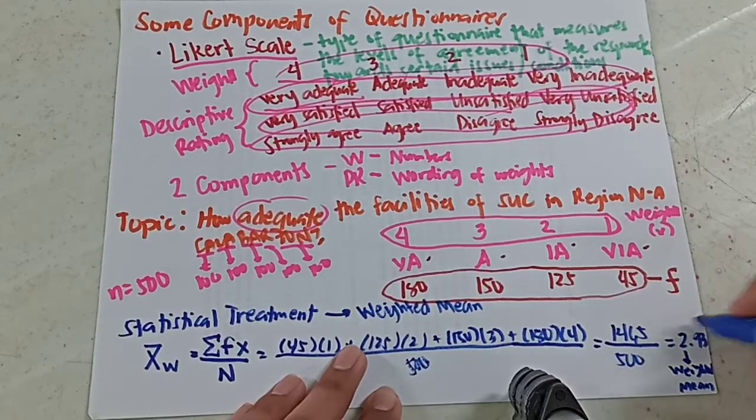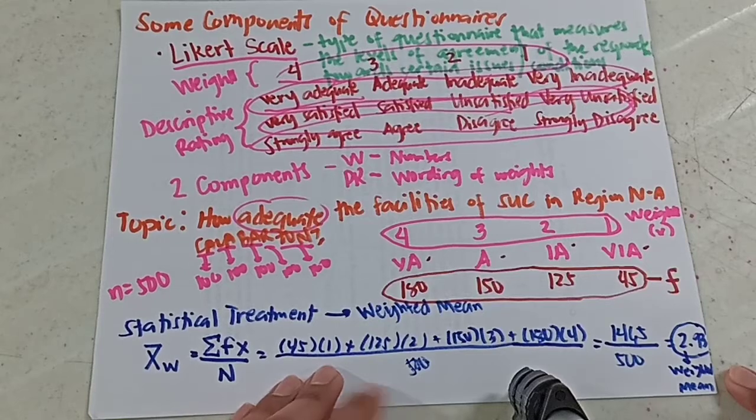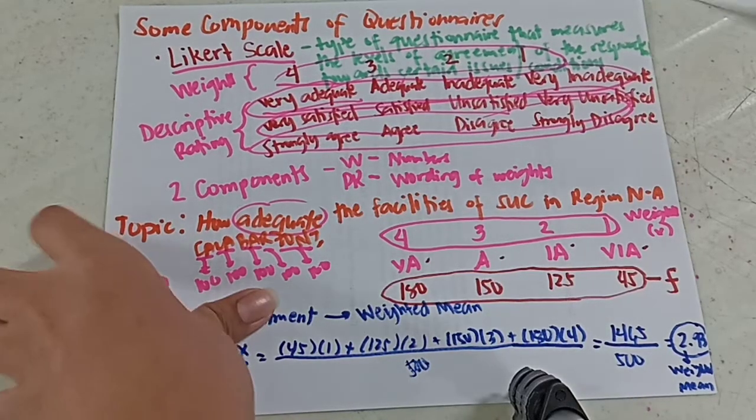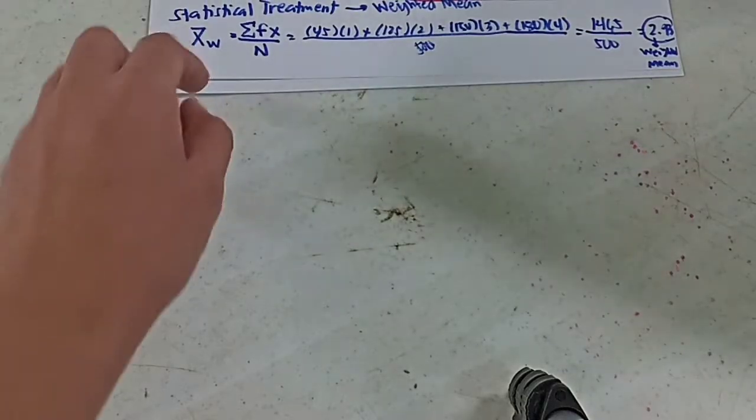Now, is this 2.93 our final answer? No, because we cannot interpret it. Okay, we cannot interpret the 2.93 value. Now, how can we interpret the 2.93 value? So, to interpret this value of 2.93, we will have a separate solution. Okay? So, we have that, the weighted mean.